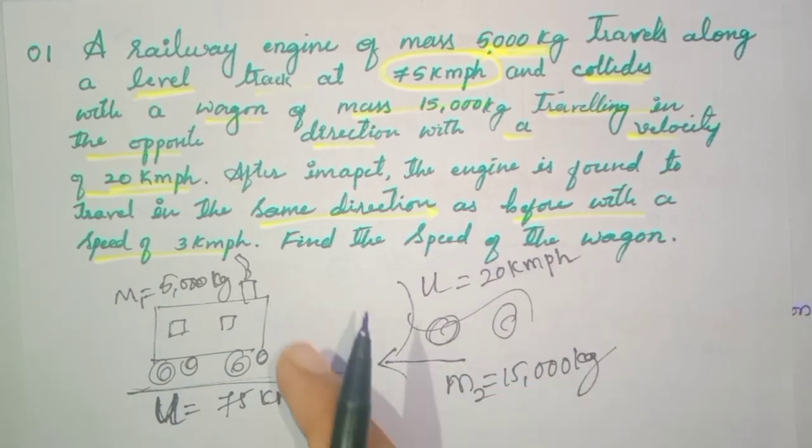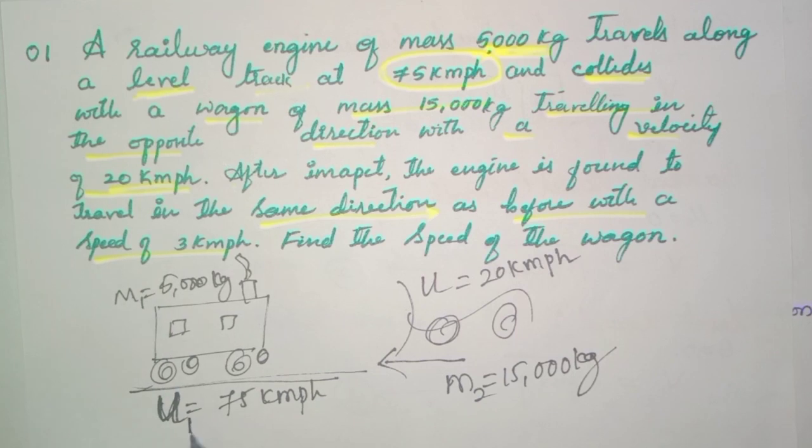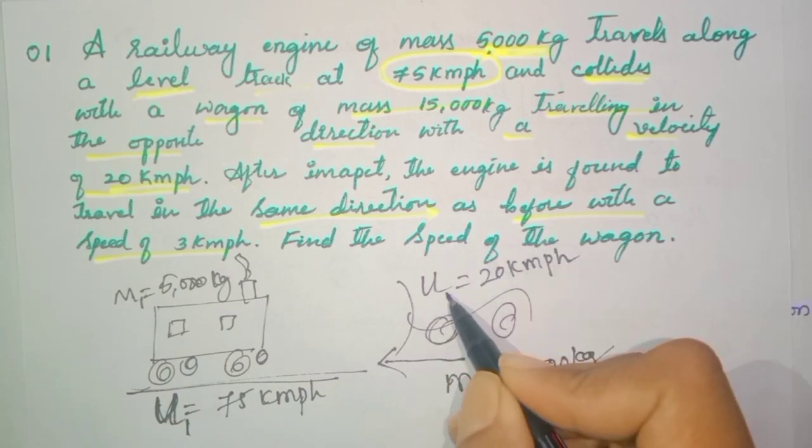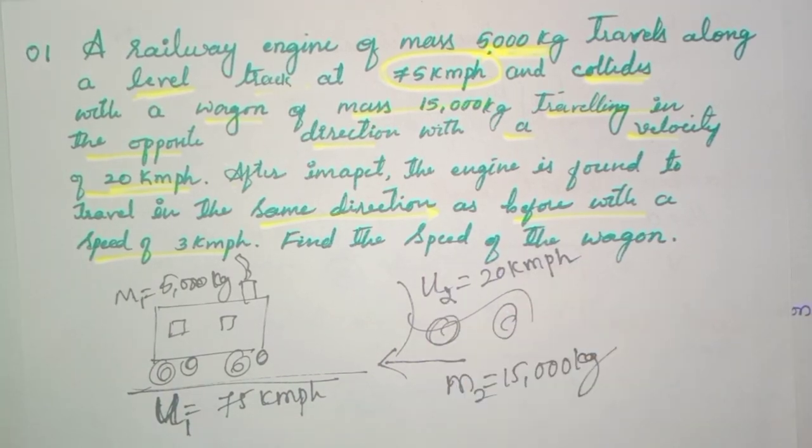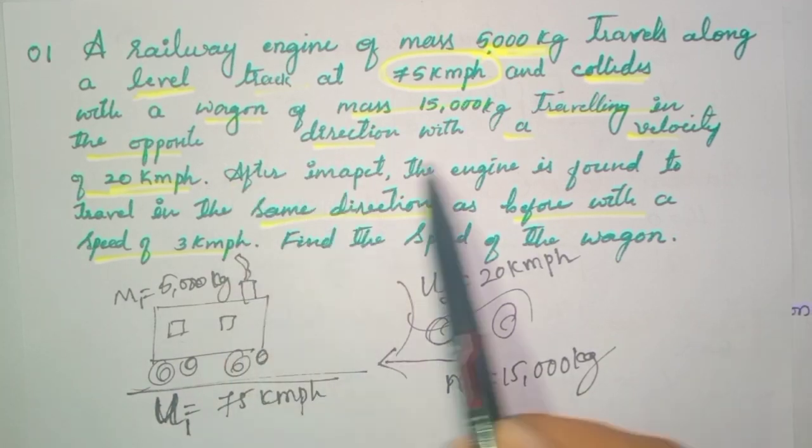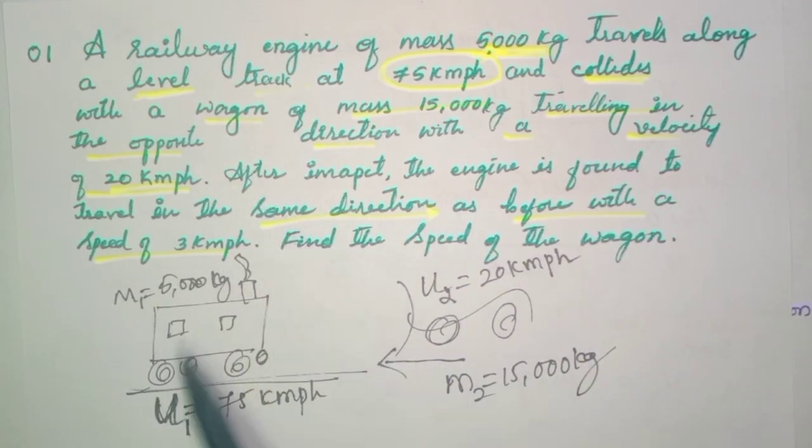Okay, and velocity of this engine is taken as u1 and velocity of this wagon is taken as u2. Okay, so now we'll go to the next. What happens here, when they are moving opposite to each other, they will collide.